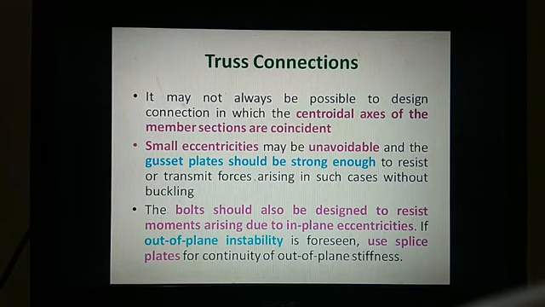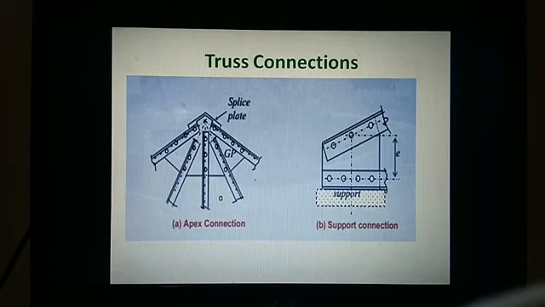Okay, so by that it will carry more eccentrical loads. By that, gusset plates are also to be designed for more eccentrical moments. Okay, so this is how the gusset plate looks like.